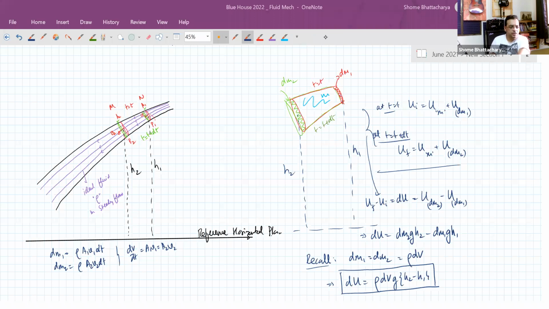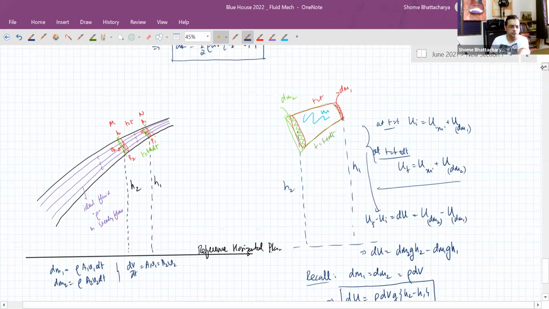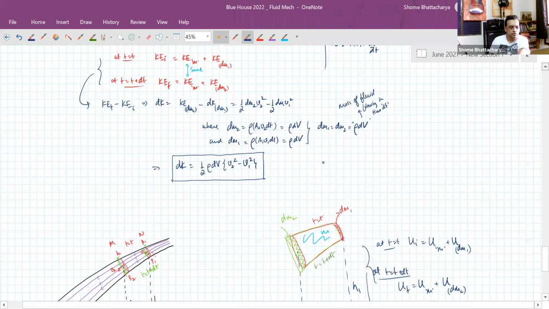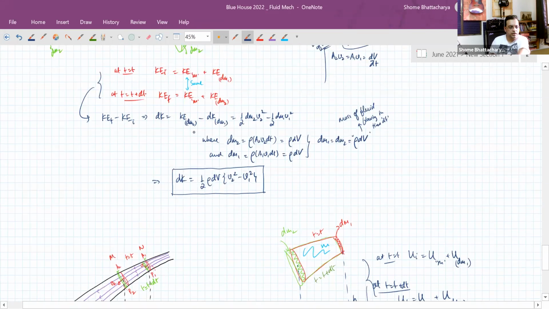Okay, so there appears to be a correction in the previous one. I'll just check. Ranak has pointed out that in kinetic, yeah, so final minus initial, it is kinetic energy of dm2 minus kinetic energy of dm1. So Ranak, what seems to be the problem?